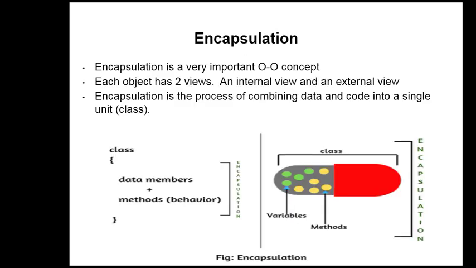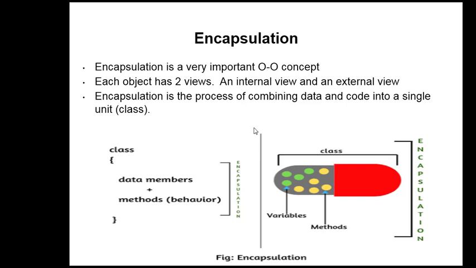So first we define what actual encapsulation is. I already said that object oriented programming is a very important concept, and encapsulation is also one of the important concepts in object oriented programming. Each object has two views, that is internal view and external view. So encapsulation is the process of combining the data and code into a single unit, or in other words, the wrapping up of data and functions, that means methods, into a single unit, that is a class, is also encapsulation.